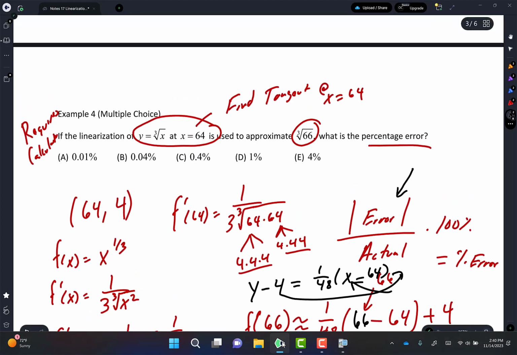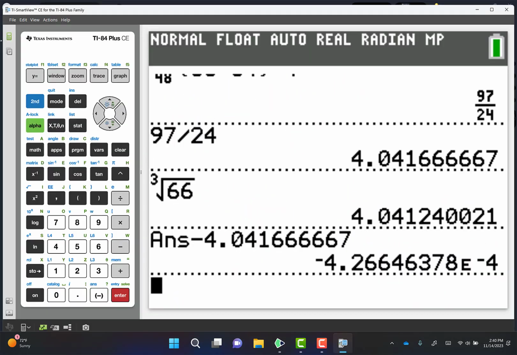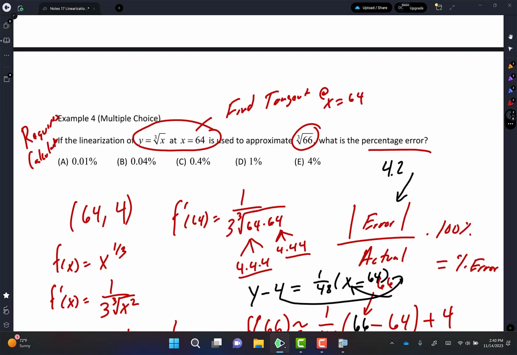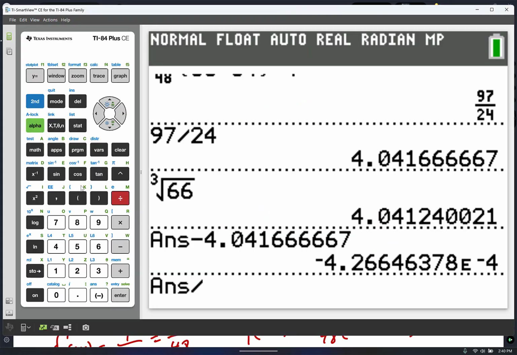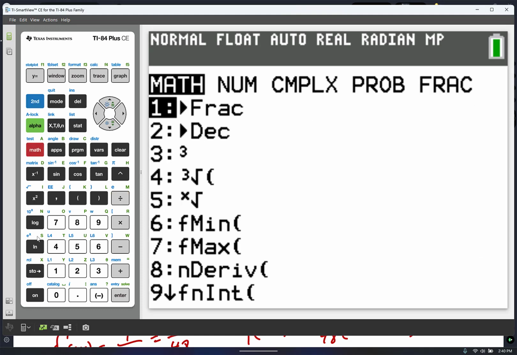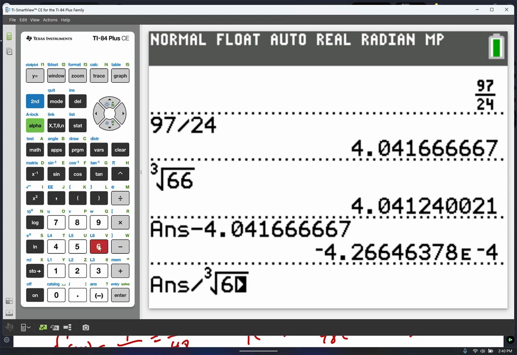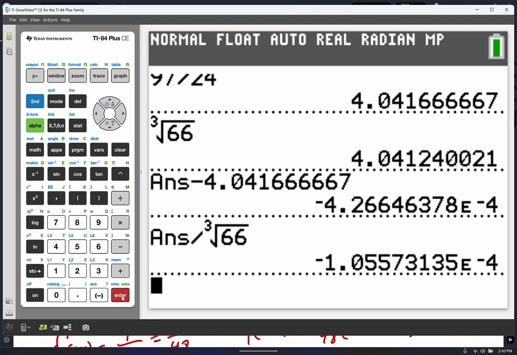So absolute value. What was my error again? 4.266 times 10 to the negative 4. I didn't put a negative because it says absolute value, right? And I'm dividing that by the actual. I just take that number and divide it by the real one. So I'm going to go again, math, cube root. Have I lost anyone? So there it is. I'm dividing by the cube root of 66. I push enter and I'm almost done.